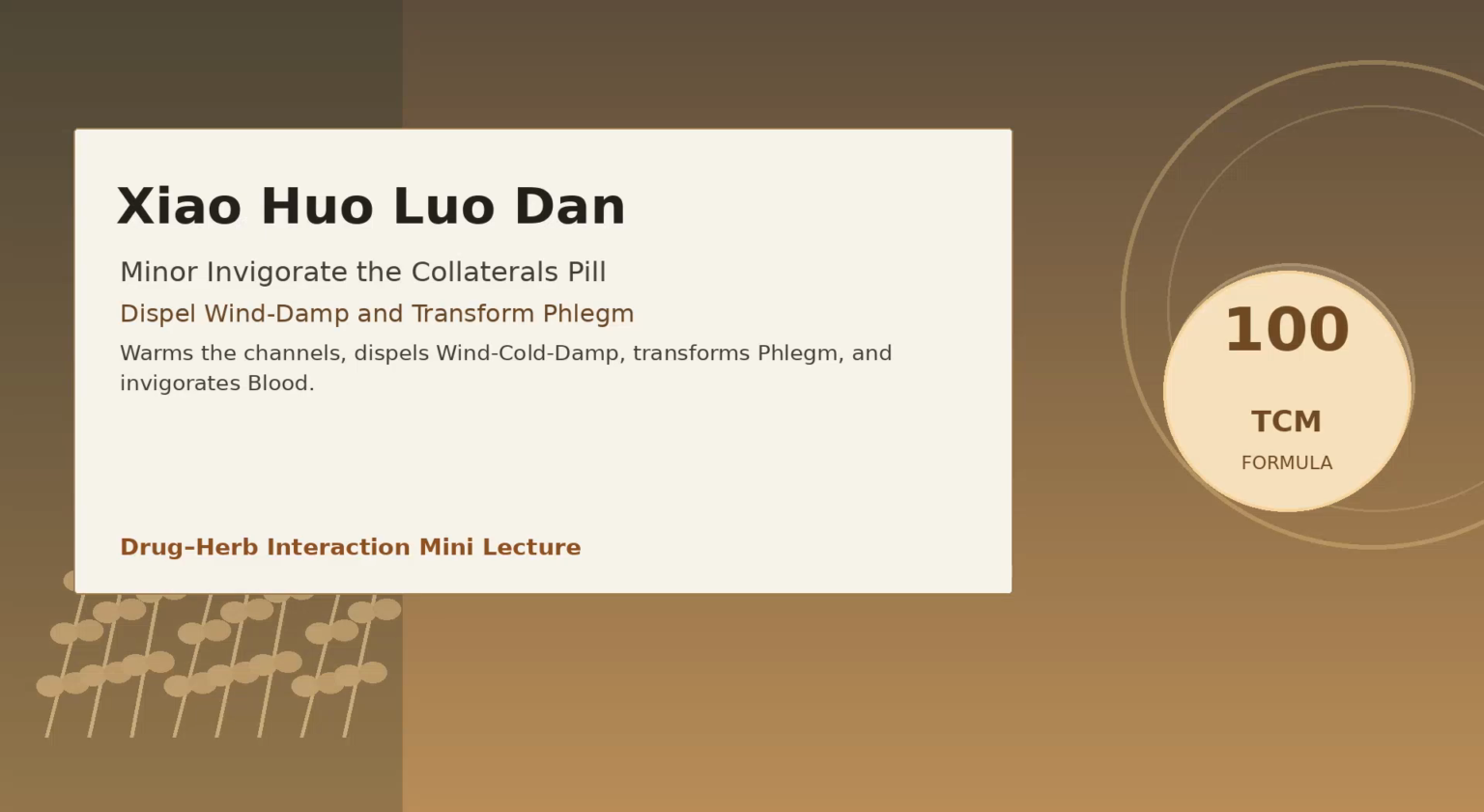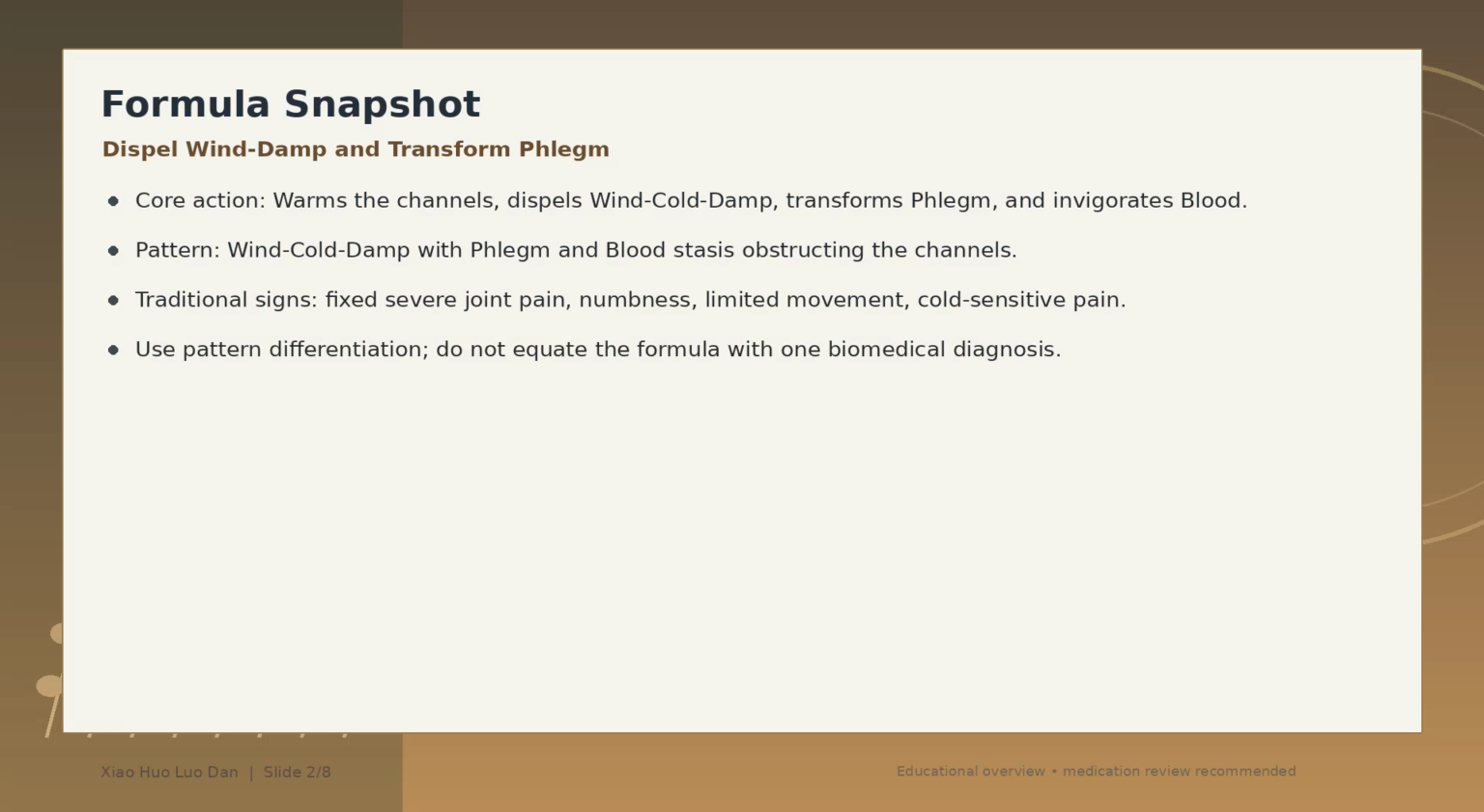This mini-lecture focuses on the formula logic, recognizable pattern features, and practical drug-herb interaction screening. It is an educational overview, not an instruction to self-prescribe. Start with the pattern rather than the disease label. The traditional target pattern is wind cold damp with phlegm and blood stasis obstructing the channels.